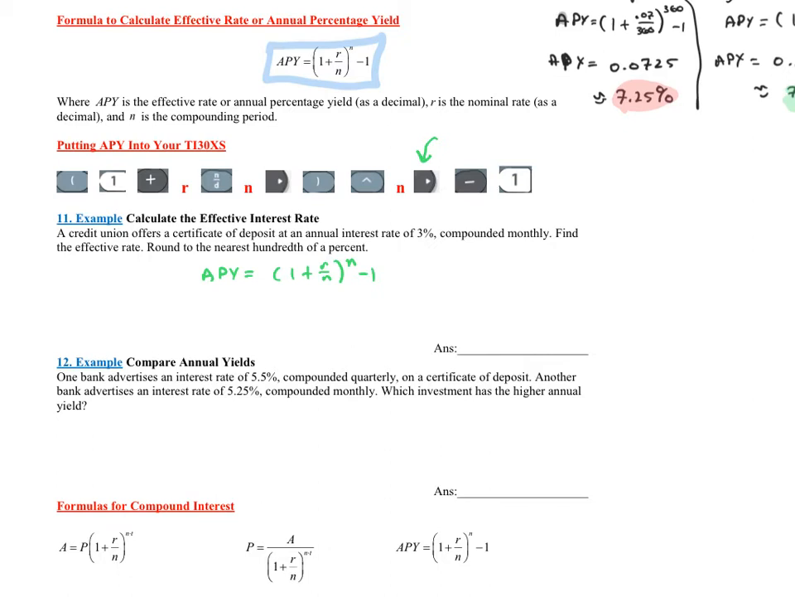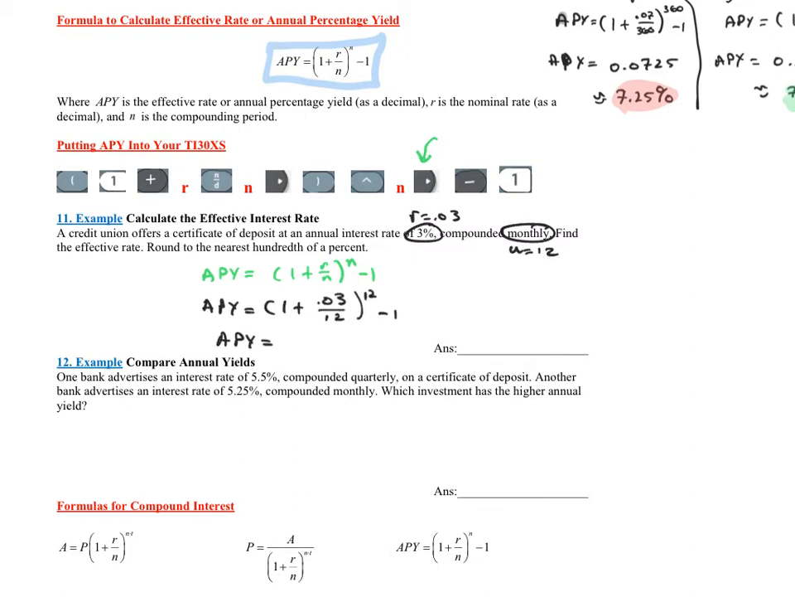Let's go through and identify our variables. 3%, that gives me r is 0.03. Compounded monthly, that says n equals 12. Those are the only two variables we need for an effective rate. So here we're going to have (1 + 0.03/12)^12 - 1, where the minus 1 is not in the exponent. Go ahead and plug that into your calculator.